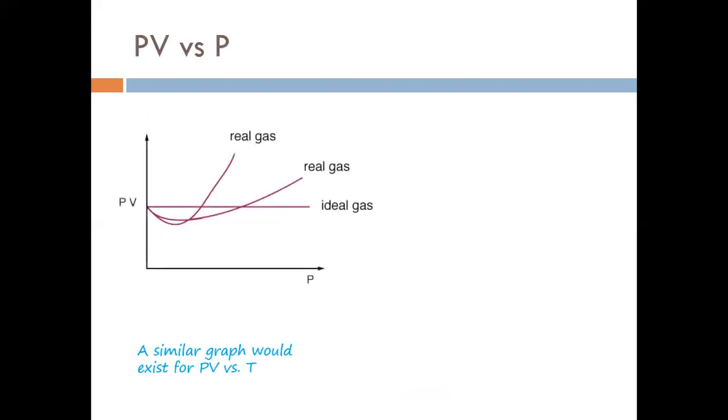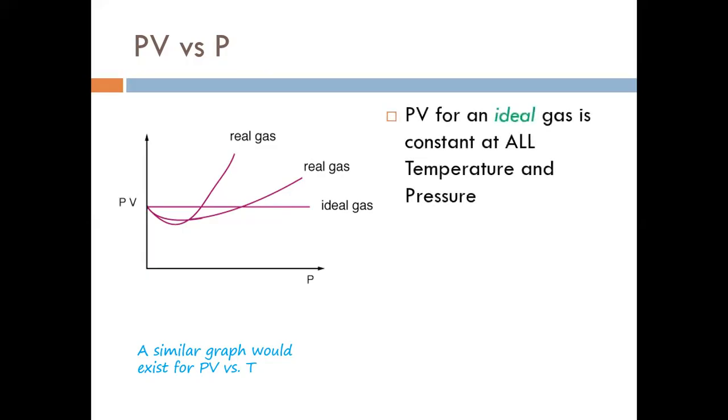So this is what a graph looks like for PV versus P. For an ideal gas, you will find that the product PV, pressure times volume, remains constant at all pressures. Of course, this graph, because it's plotted against P, is at constant temperature. We find, though, that for a real gas, there are deviations where the product PV tends to vary at different pressures at a constant temperature.